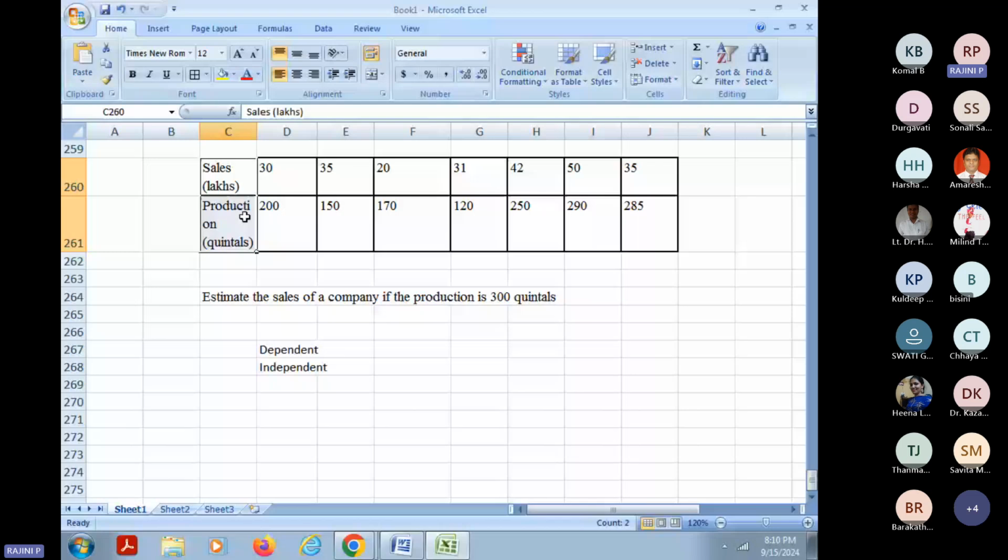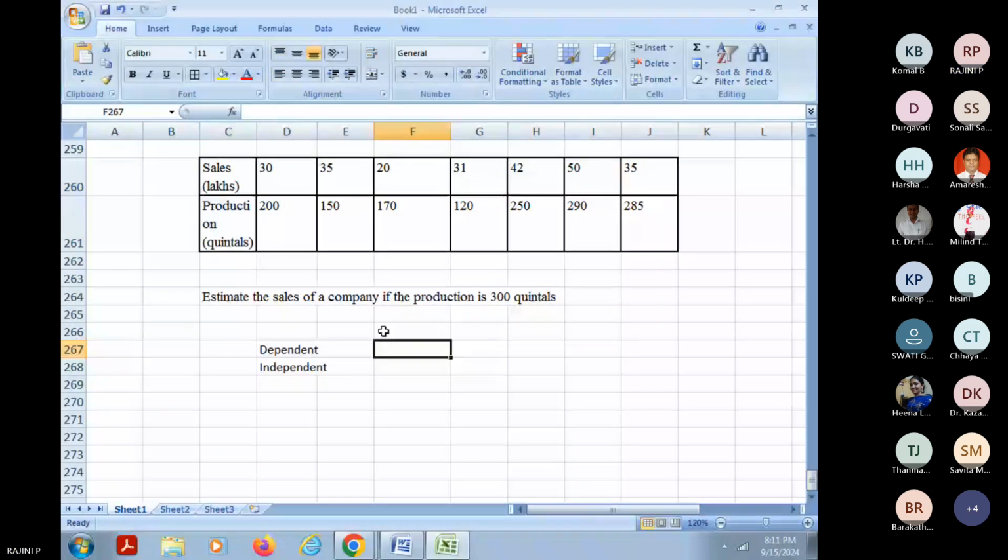What are they asking you to find, and based on what? What is the dependent variable and what is the independent variable? If it is wrong also, no problem, just answer. Here we have two variables. Production is the dependent variable? Sales is the independent variable, right? No, ma'am. You just check it.